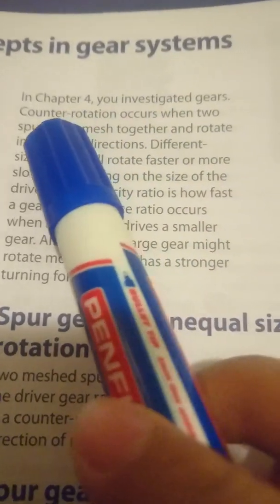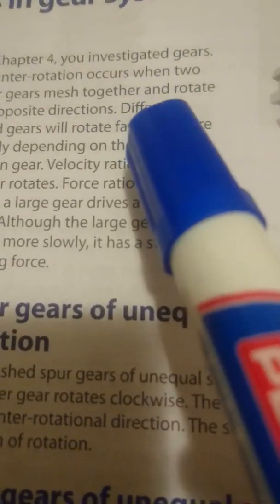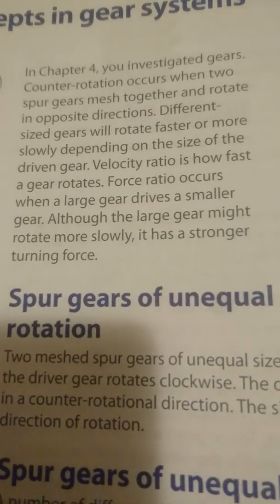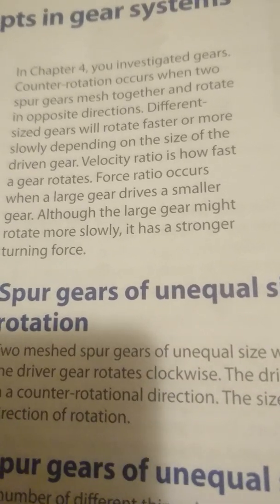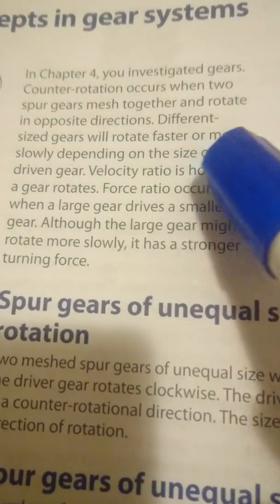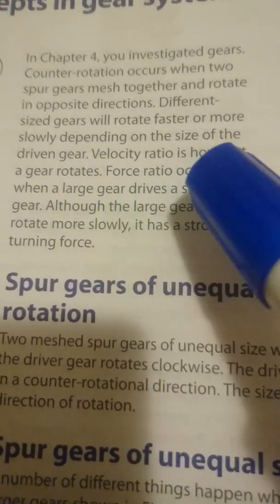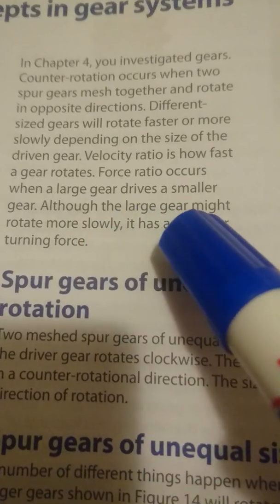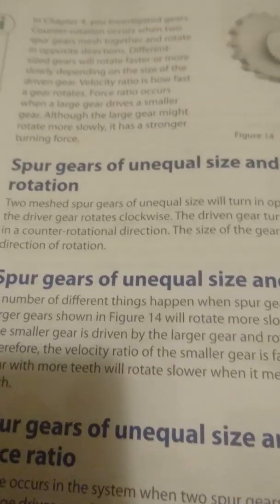You investigated gears. Counter rotation occurs when two spur gears mesh together and rotate in opposite directions. So you had a driver gear and a driven gear, and they rotated in different directions. One went anti-clockwise while the other went in a clockwise direction. Different size gears will rotate faster or more slowly depending on the size of the driven gear. Velocity ratio is how fast a gear rotates. Force ratio occurs when a large gear drives a smaller gear. Although the large gear might rotate more slowly, it has a stronger turning force, or torque.